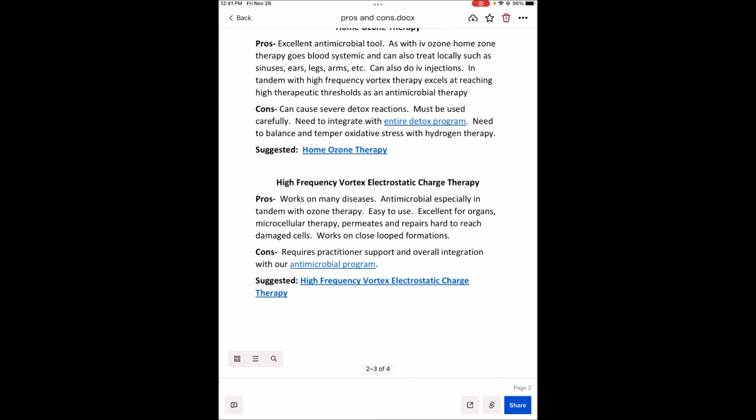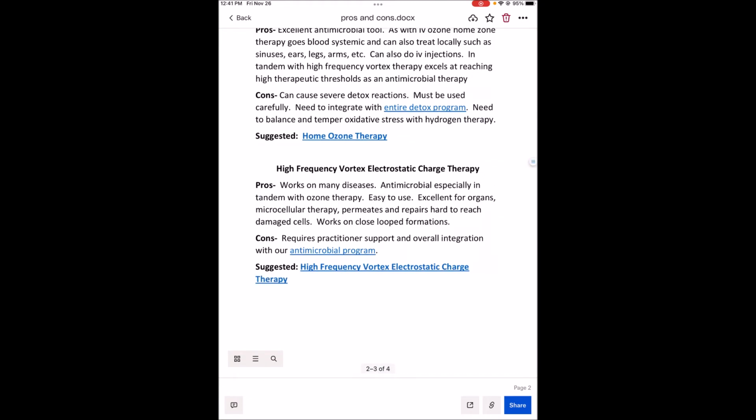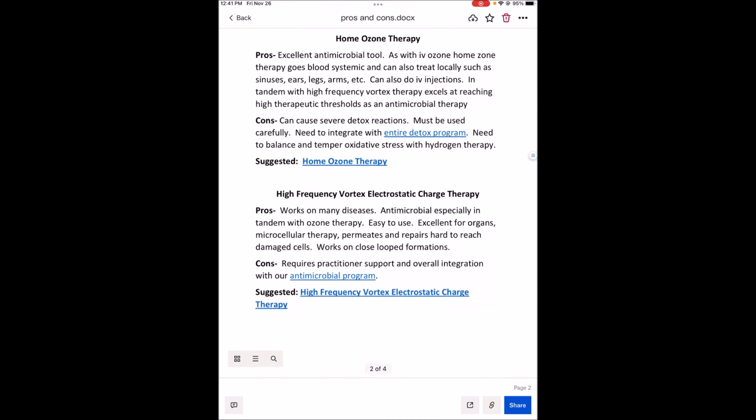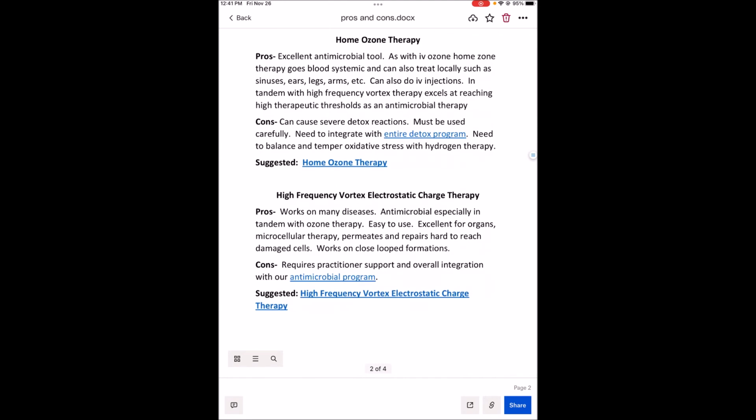It's very permeable, self-permeable, as is PEMF therapy and also hydrogen therapy, which we'll get to in a minute. And ozone is very permeable, blood systemic permeable. So these are all permeable. So this high-frequency vortex therapy, it's a field, a charged-up electrostatic charge field that's running at 300,000 hertz, and it's spinning in an aggressive vortex that drives it into the body.